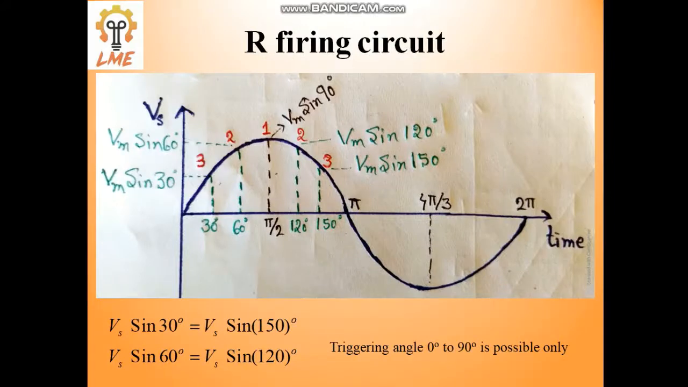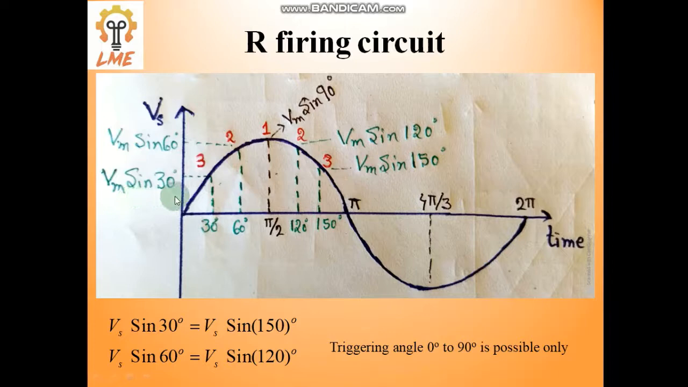But this R firing circuit has some limitation. So let's go for it. What is actually the limitation? Generally in the R firing circuit we cannot trigger after 90 degrees. The triggering angle always varies from 0 degree to 90 degree. We have to trigger the circuit within 0 to 90 degree. We cannot trigger after 90 degree, meaning from 90 to 180 degree we cannot trigger in this portion.